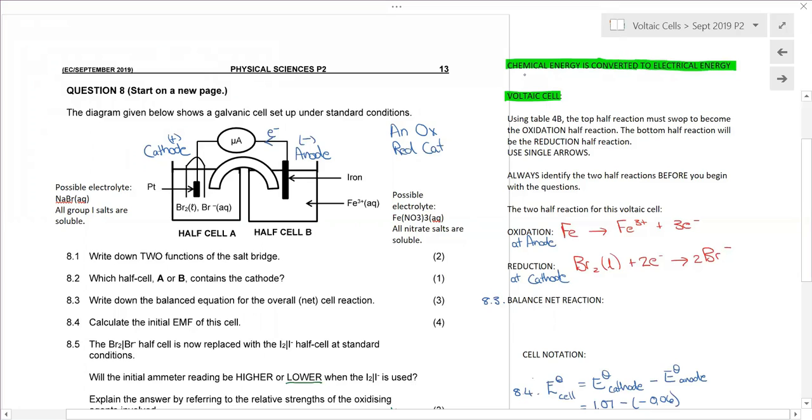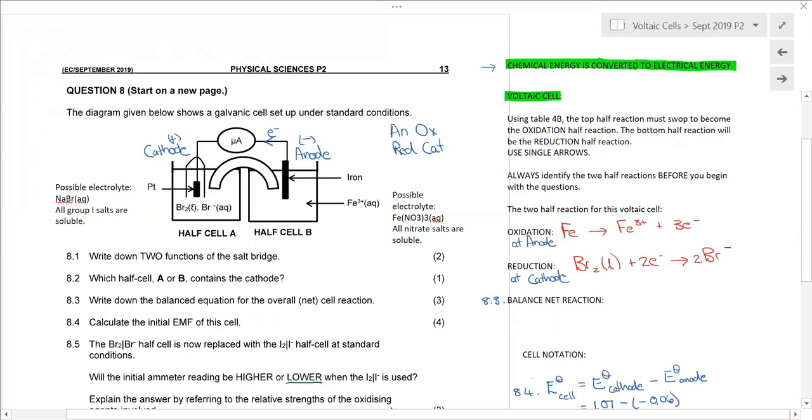In a voltaic cell, chemical energy is converted to electrical energy. When they ask you for the energy conversion, please write a sentence. Don't say chemical E, arrow, electrical E. Write a full sentence. Now, when using the table 4b for a voltaic cell, I'm going to repeat. The top half reaction must swap to become the oxidation half reaction, and the bottom half reaction will be the reduction half reaction. Always use single arrows.